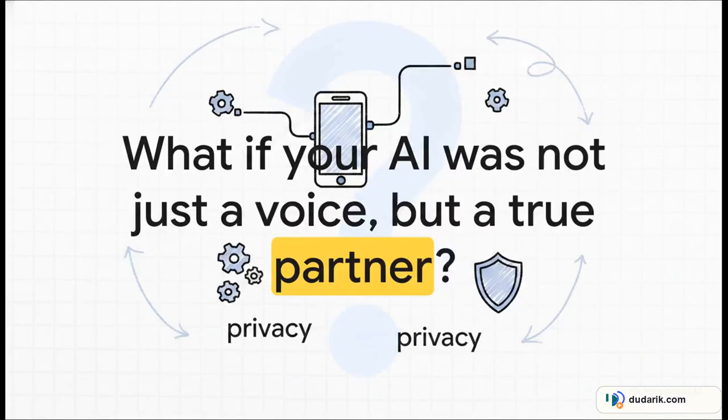And really, that's the big question OpenClaw Assistant leaves us with. It forces us to rethink what a phone AI can be. What if it wasn't just a voice in a box? What if it was a real partner? A partner that's deeply integrated into the most personal device you own, that respects your privacy above all else, and that has the actual power to help you, to act on your behalf. That's the future this is pointing to.